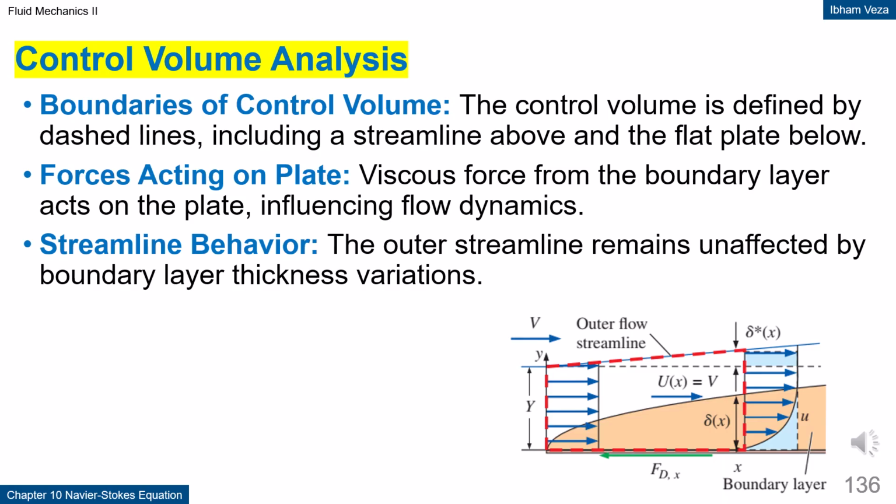Control volume analysis. The control volume boundaries are shown by dashed lines that include the plate and an outer streamline. The main force acting on the system is the viscous shear force from the plate. The outer streamline is assumed to be unaffected by the boundary layer thickness. This assumption simplifies the analysis because the outer flow can be treated as a reference. As a result, the calculation focuses on the changes caused by the boundary layer thickness.